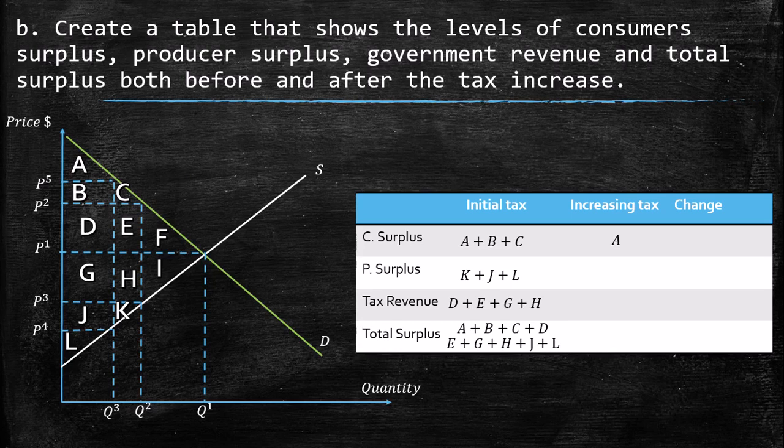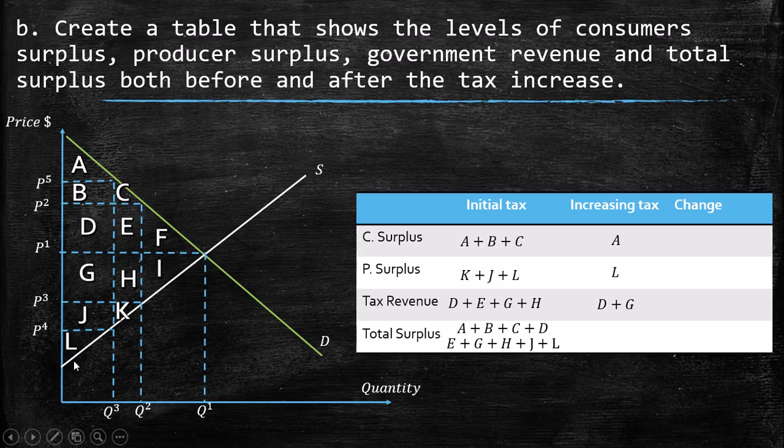Now we are going to see what happens when there is an increase in the tax from $100 to $150. So now with the new tax, the consumer surplus is going to be just A because they have to pay P5 for the car. On the other side, we have the producers. They have just L as producer surplus because instead of offering the cars at a price of P3, they will produce and offer the cars at P4. So it's going to be just L.